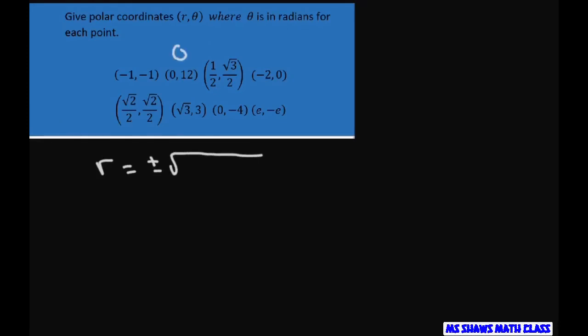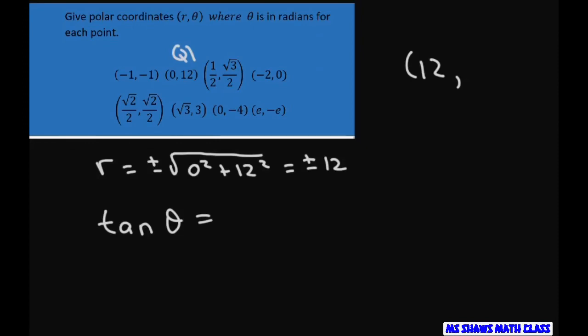Now for number 2, we're going to get r equals plus or minus the square root, we're in quadrant 1 here, of 0 squared plus 12 squared. So this just equals plus or minus 12. We're going to go ahead and take the positive of that. And then tan θ equals 12 divided by 0. So that's where our angle is undefined.